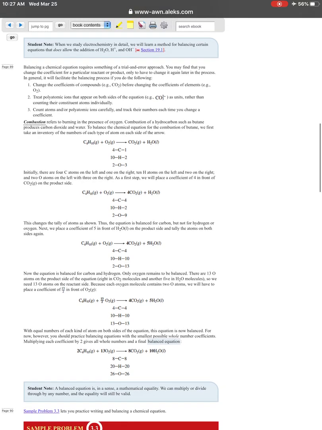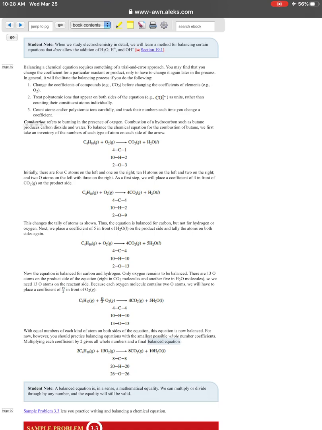Student note: when we study electrochemistry in detail, we will learn the method for balancing certain equations that does allow for the addition of H2O, H plus, and OH minus in section 19.1. Balancing a chemical equation requires something of a trial and error approach. You may find that you change the coefficient for a particular reactant or product only to have to change it again later in the process.